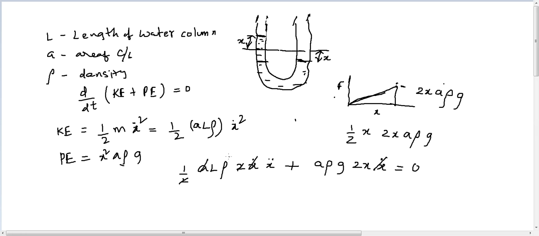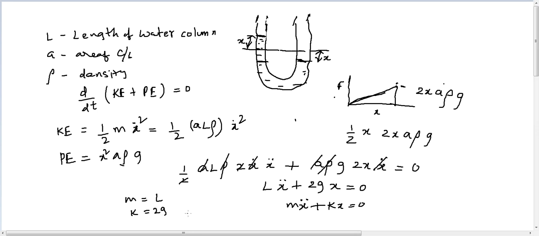Okay, rho will be cancelled. We are left with l x double dot plus 2g into x is equal to 0. We can compare this equation with m x double dot plus k x is equal to 0. If we compare with this equation, m is equal to l, k is equal to 2g.